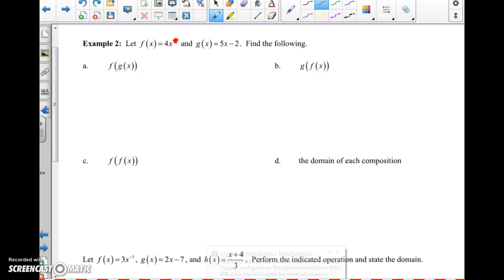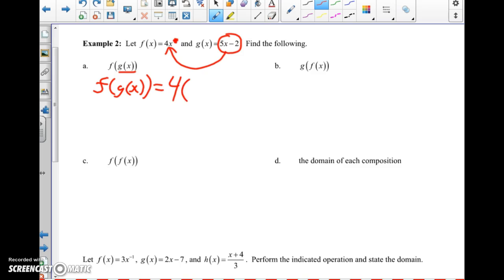Here's what you do. You do f of g of x. So how much is g of x? 5x minus 2. Now, here's all you do, guys. You take this, and you put it in for x in the other function. F of g of x means you're taking 4, and then you're putting this in place of the x, like that.